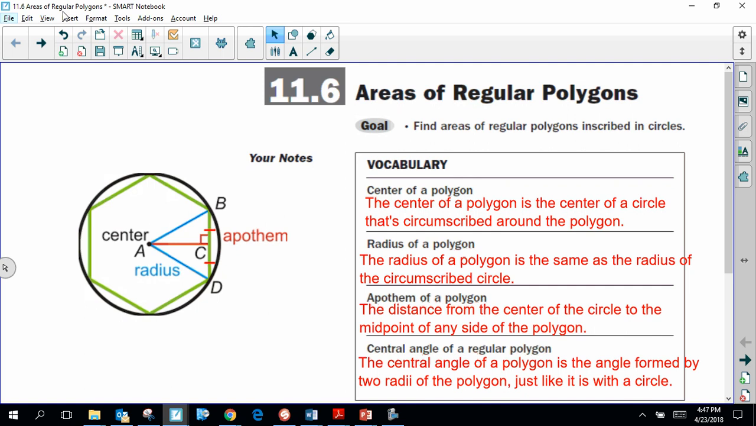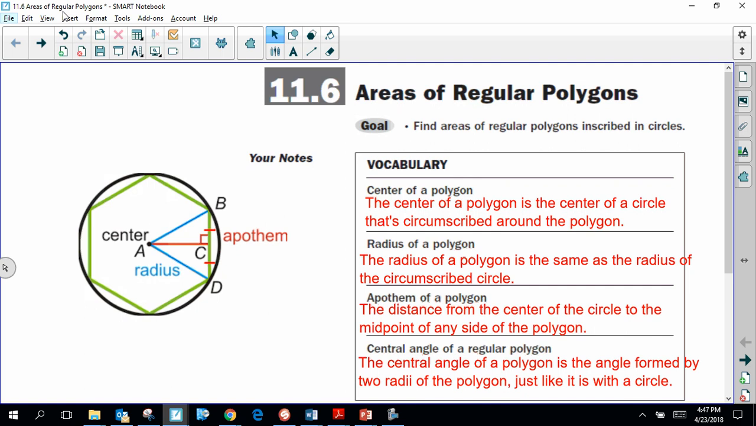Now, the center of a polygon is basically the same thing as the center of a circle. It's wherever the radii of the polygon would extend from, meaning that if I inscribe a regular polygon inside of a circle, the radius of the polygon and the radius of the circle will be the same thing, as you can see in the diagram on the left.